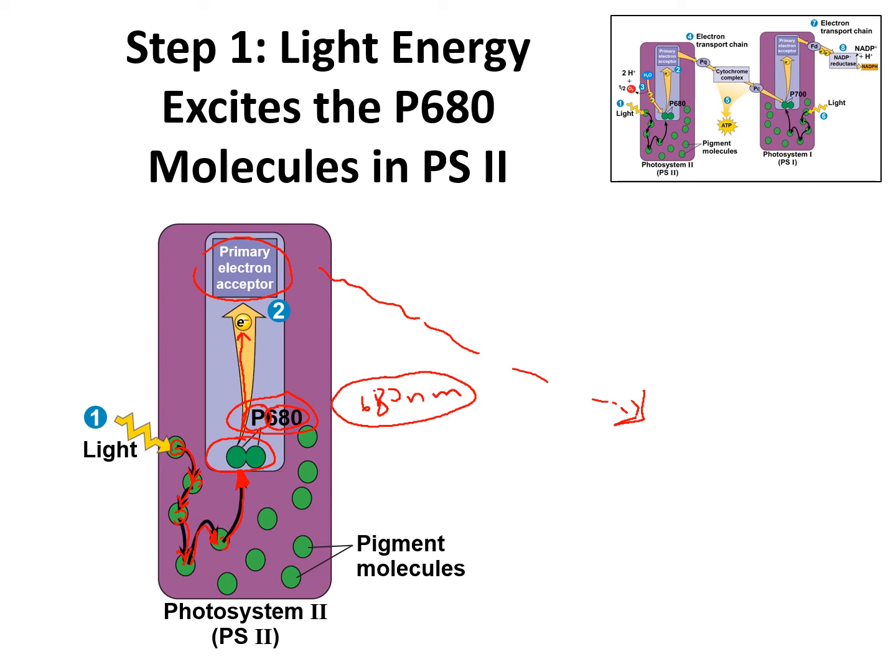P680 is the key because that's the main electron exciter that starts the electron transport chain. But the pigment molecules are there to enable us to take advantage of energy of different energy levels. P680 can only absorb 680 nanometers. These other pigments might absorb 640 and 690 and 700 and 550 and whatever other pigments happen to be there. I don't know, I'm making those numbers up, but they absorb a lot of different wavelengths of light.